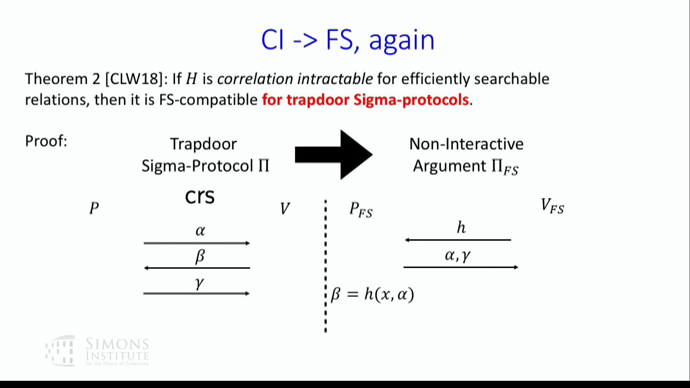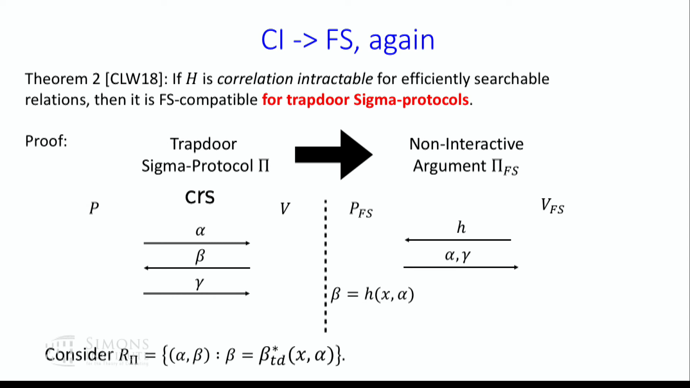So again, we have a three-message protocol. We want to show that the Fiat-Shamir protocol is sound, and we want to use correlation intractability for efficient functions. Well, here's the relation or the function. The function is exactly the bad challenge function that I just talked about. So the relation is pairs alpha, beta, where alpha is the first message, and beta is the second message, and the relation is satisfied if beta is equal to the bad challenge associated to alpha. I just said that given a trapdoor, at least, this is efficiently computable.